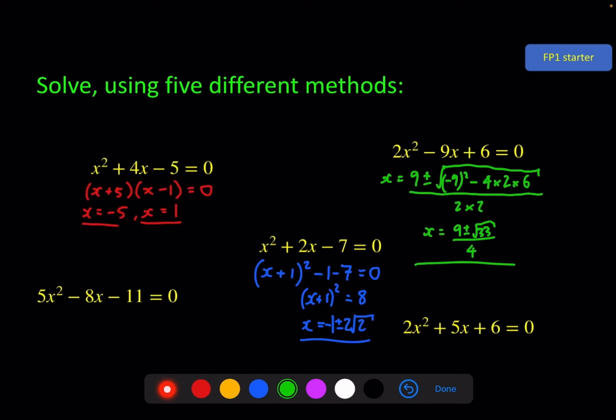Down to the bottom left, here we have 5x squared minus 8x minus 11, and you might not consider this a separate method, but I'm going to just use my calculator. So on my calculator, I have a solve equations mode, put a 5 in, minus 8 for b, and minus 11 for c, and my calculator says that that is 4 plus or minus root 71 divided by 5. The least effective way to get marks in an exam, because you haven't shown a method.